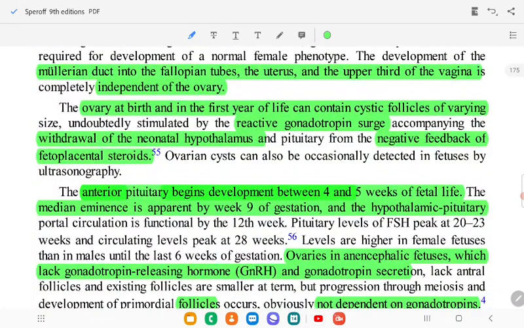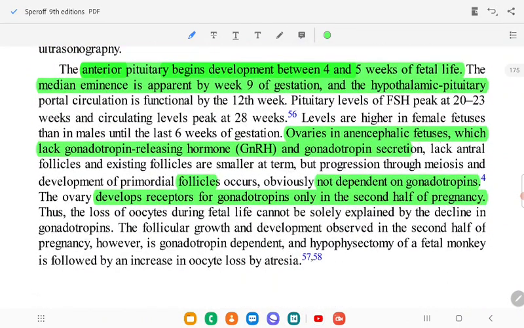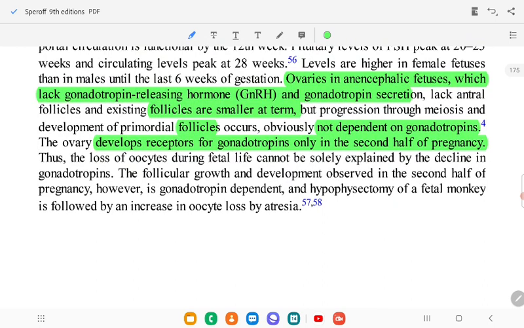Okay. The ovary contains follicles with cystic follicle size. The anterior pituitary begins to develop at 4 to 5 weeks, and the median eminence by 9 weeks. In anencephalic fetuses, which lack GnRH, antral follicles are lacking and existing follicles are smaller, but progression through meiosis and development still occur, obviously not dependent on gonadotropin. The ovary develops receptors in the second half of pregnancy.